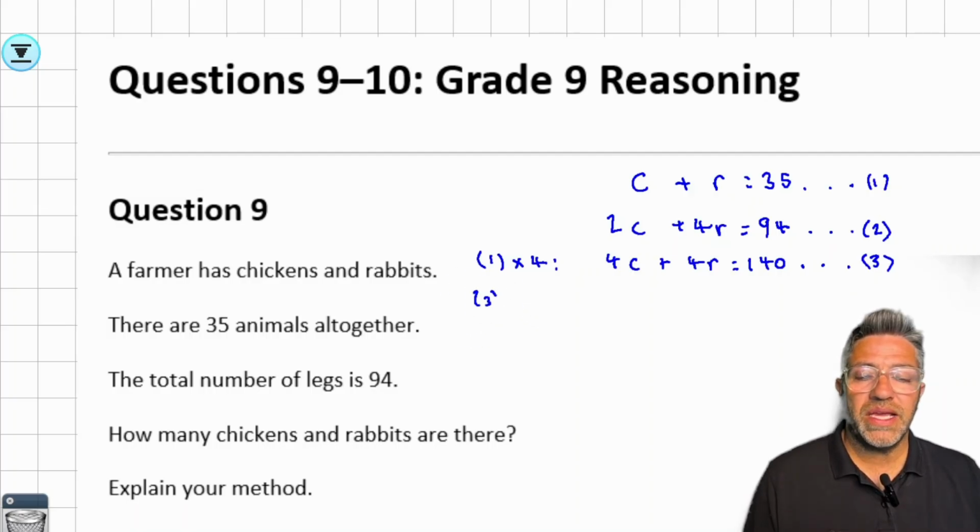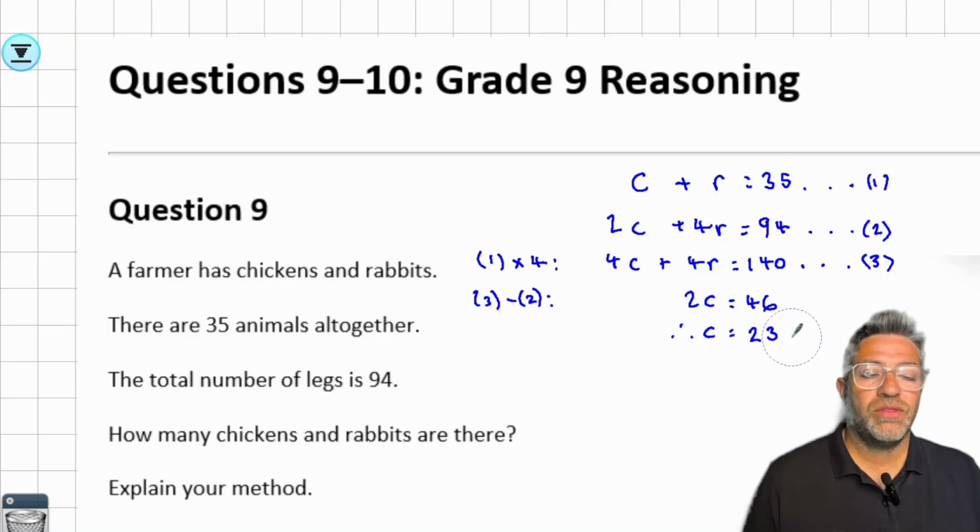This time, to eliminate a variable, I'm going to do equation 3 subtract equation 2. That will give us 2c equals 46. Therefore, c equals 23. In other words, we have 23 chickens. You can take any one of your 3 equations that you've created. I'm going to take the first equation just because it's the most simple looking.